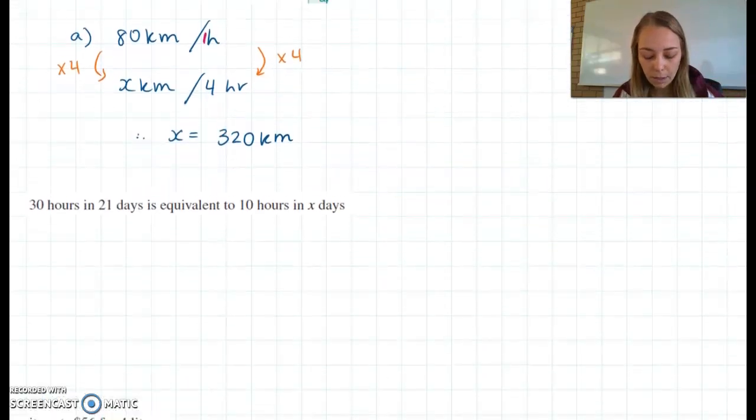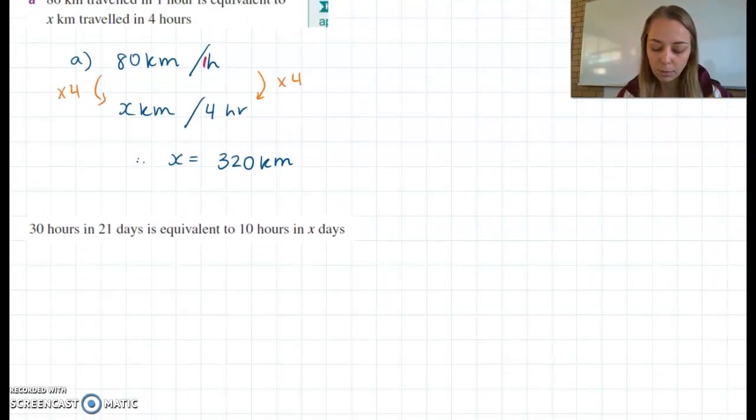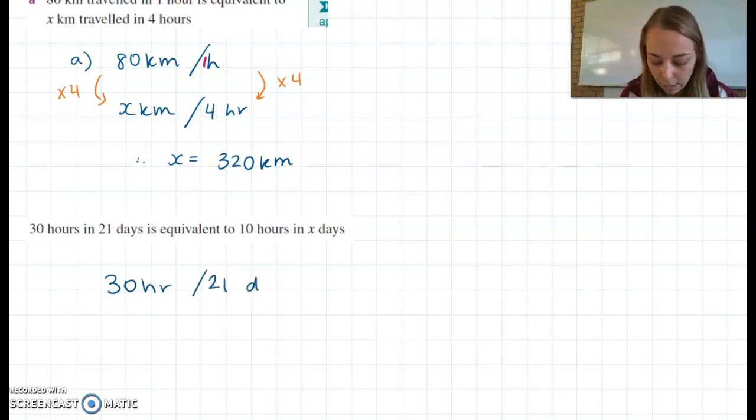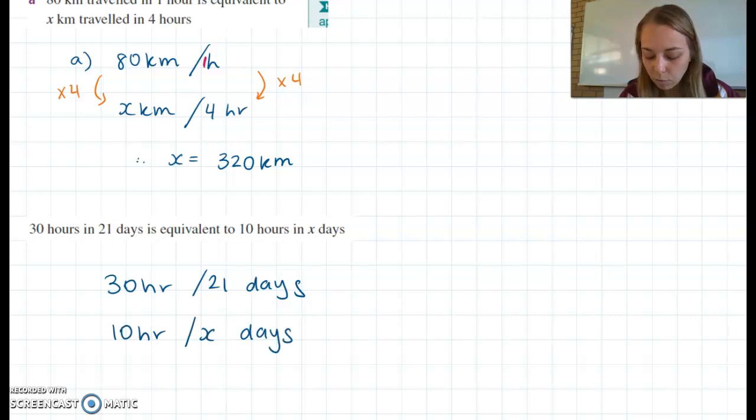Okay, the 30 hours in 21 days, so let's write that, 30 hours for 21 days, and we want to know what is that equivalent to if we do 10 hours per x days. Okay, just a reminder that we're just using x to represent an unknown, and that's called a variable. So here we go, we know that the left-hand side has changed from 30 to 10.